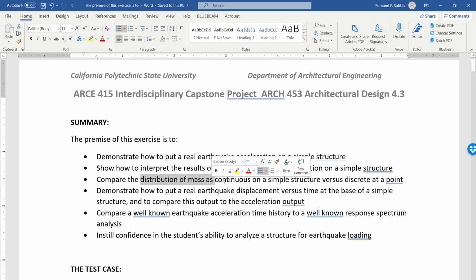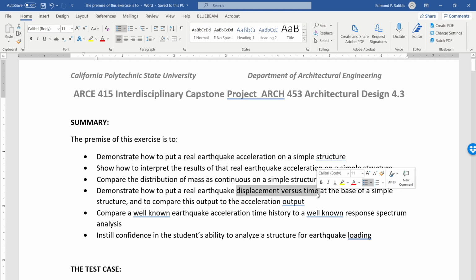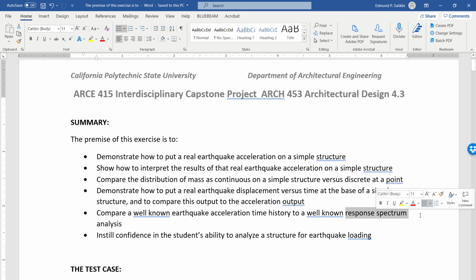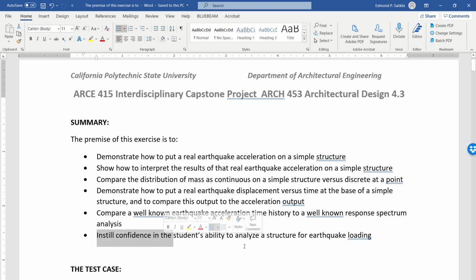Then, how about the mass? Is it on a continuous structure or is it in a discrete lump? Then, this is not advised. Don't do this at home. Or do it with a trained professional if you are doing it at home. But displacement versus time at the base. I'll explain why I did this. Then a well-known earthquake comparing to International Building Code response spectrum. And then finally, confidence, that you can do this.